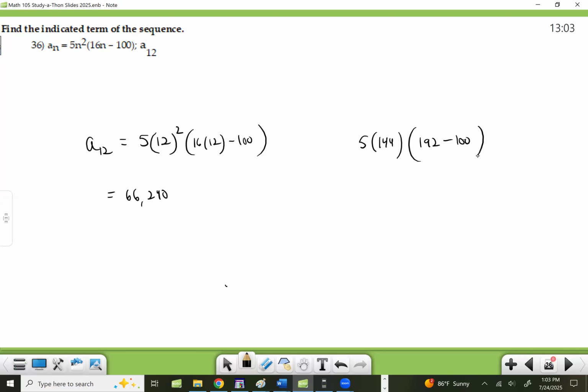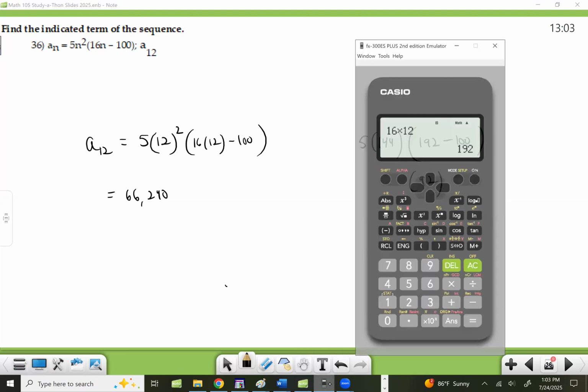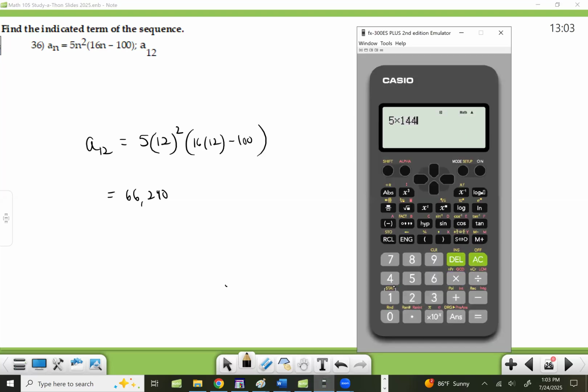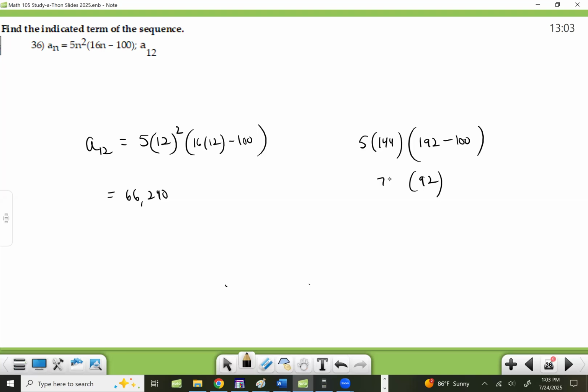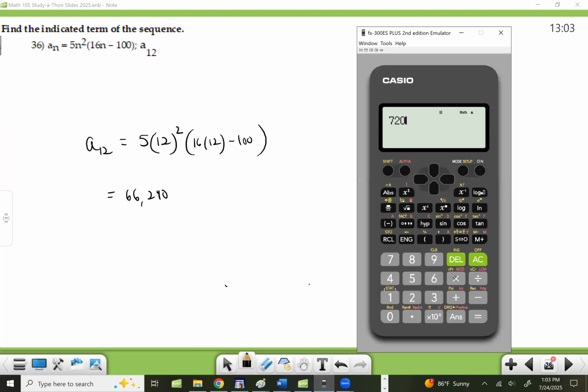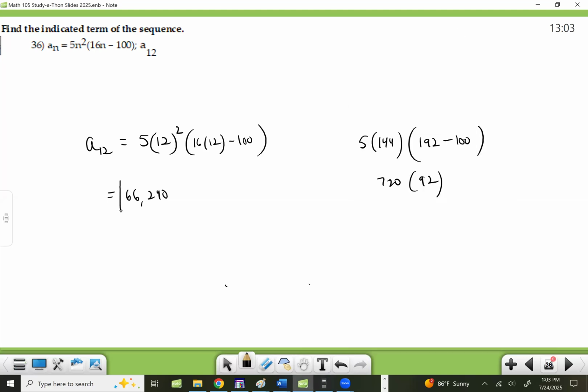192 take away 100 is just 92. And 5 times 144, 720. And then I just need to do 720 times 92, right? Okay, it genuinely was. So when I'm working it out, I get the same answer as the calculator. So I'm pretty convinced. So you can just plug it in. This just boils down to putting a 12 in for all the n's. You guys got this. 3 points right there.